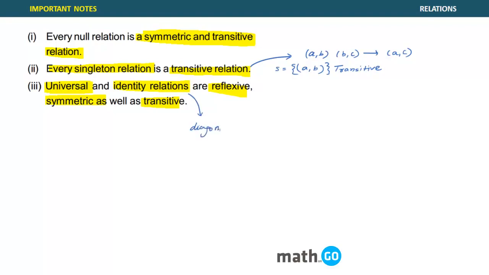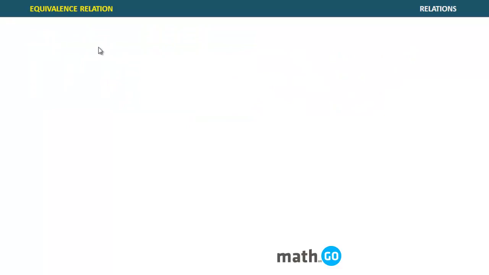You will not forget. So diagonal elements are all reflexive, symmetric, as well as transitive in nature. All right. So these three properties you people should be very clear before moving further. Okay, so let's start with the equivalence relation. So when do we call a relation an equivalence?